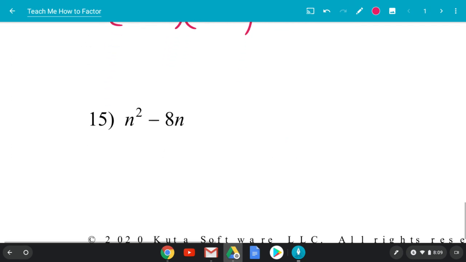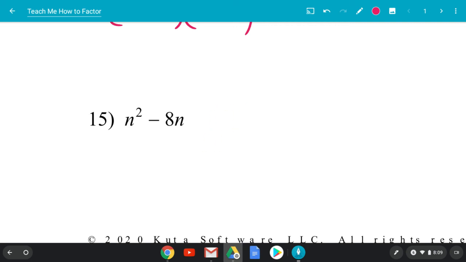Is there a GCF? Yes. What? There's a GCF. There's a term. See, this one's missing a term, isn't it? There's no constant at the end, right? Looks a little hinky.